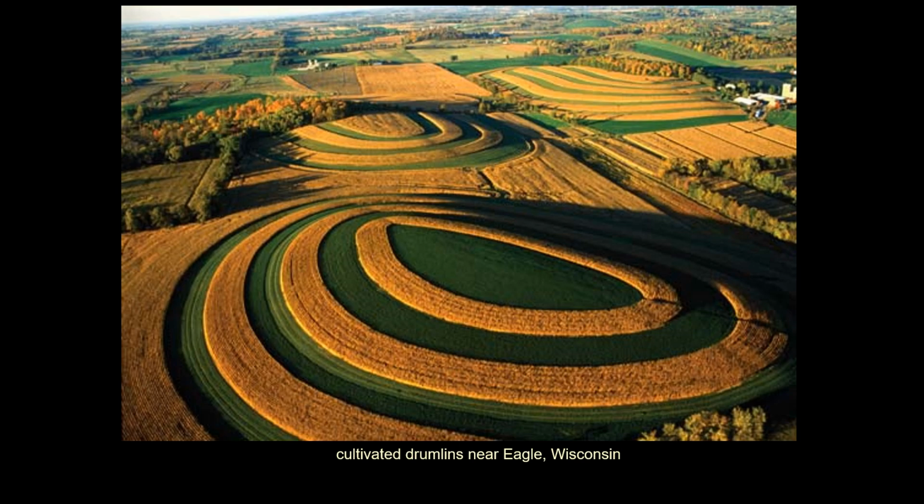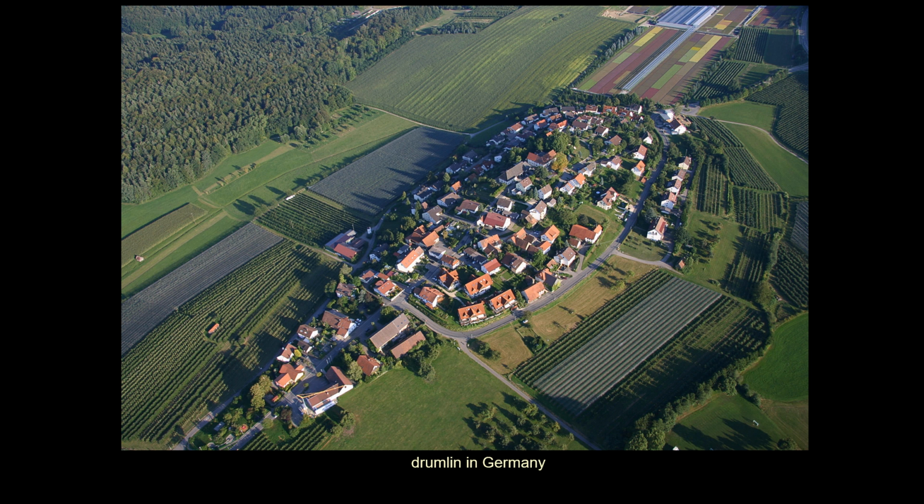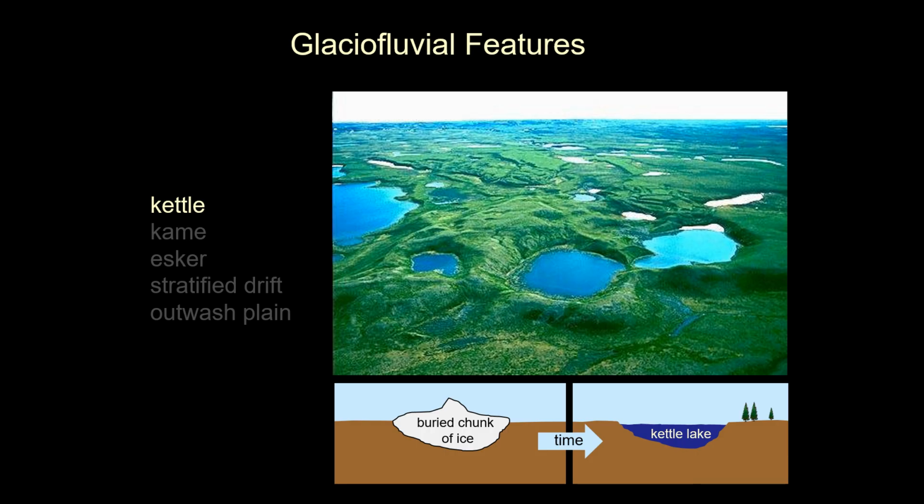And some unusual drumlins. There are some that have been cultivated, where they're growing crops on drumlins, near Eagle, Wisconsin. And this view is from a drumlin in Germany. When I look at this slide, it's obvious that the people that lived in this area decided that they wanted to keep the nice flat land for farming, and they went ahead and built their homes on the drumlin. So the actual town is built on top of the drumlin, and the agriculture happens elsewhere.